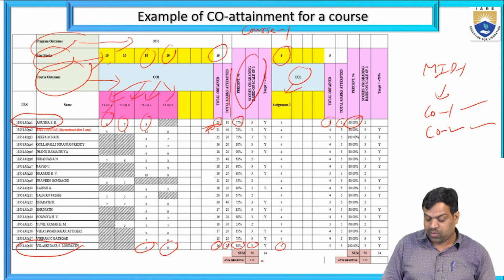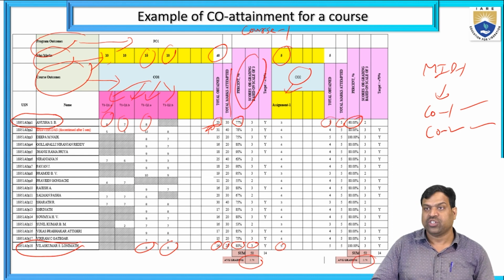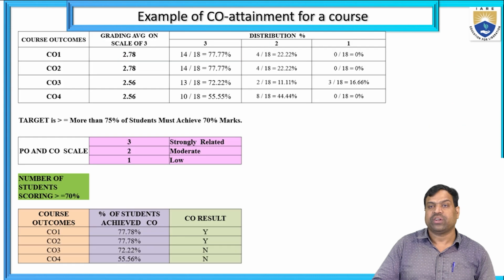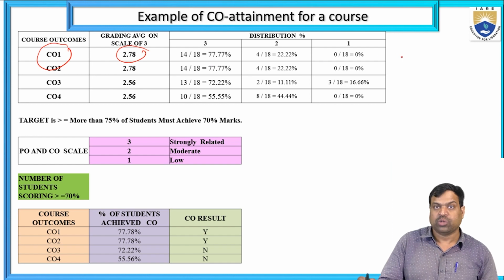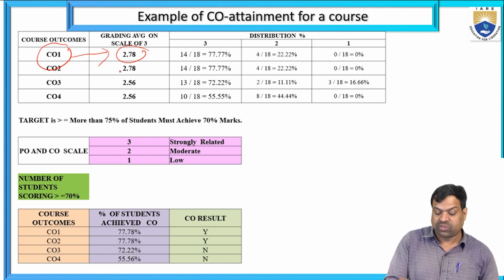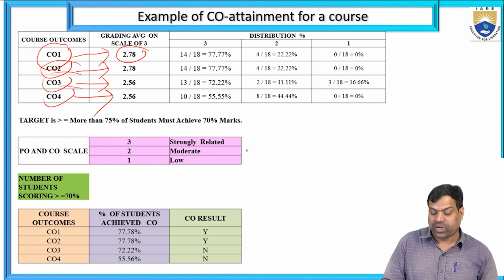So we have the mid marks average, the assignment marks average, and the total average. Total average equals mid marks average plus assignment average, which equals the total average marks of mid one. So for CO1, what is the grade? 2.78 as per our question paper. CO1 related questions gave 2.78. CO2 is 2.78, CO3 is 2.56, CO4 is 2.56. What is the distribution of this? 77, 77, 72, 55. In that distribution, 22, 22, 11, 11. In the distribution of 1, like this.